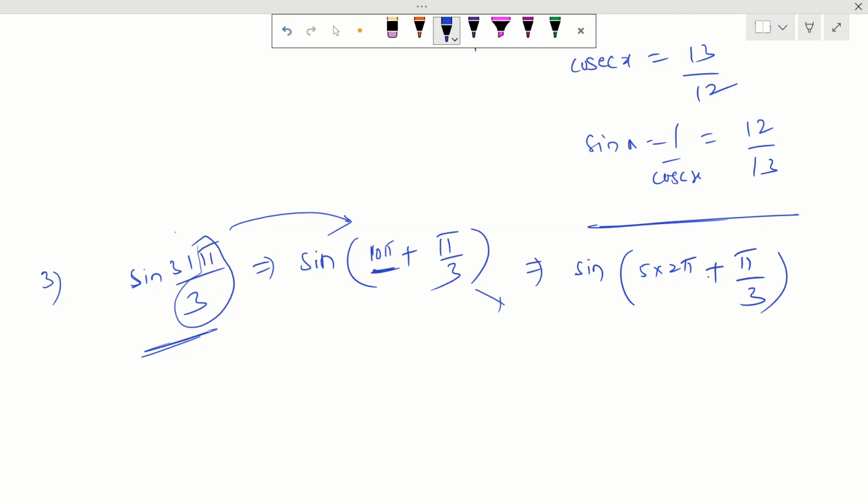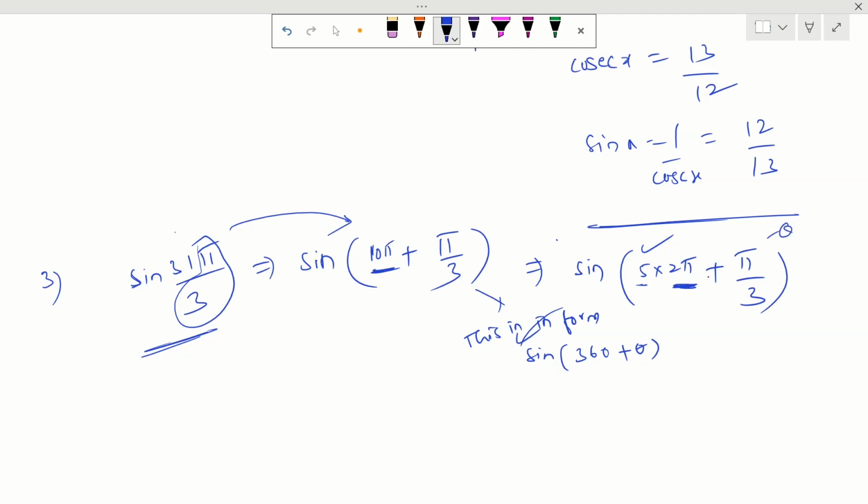So now, sine 2 pi is what? 2 pi is 360. So you ignore the 5, and then it is 2 pi. 2 pi means what? 360. Then it is 360 plus theta. So this term is in the form of sine 360 plus theta, right? 2 pi is 360, this is theta.